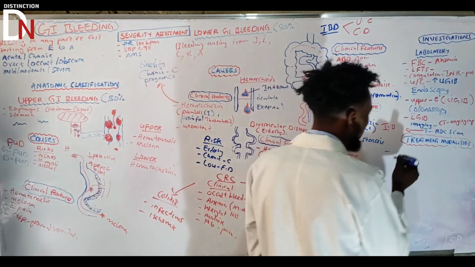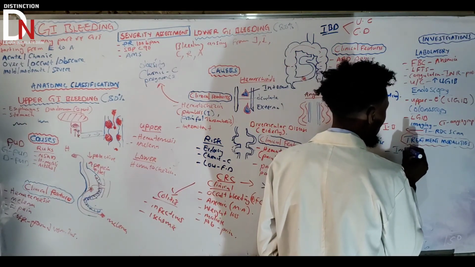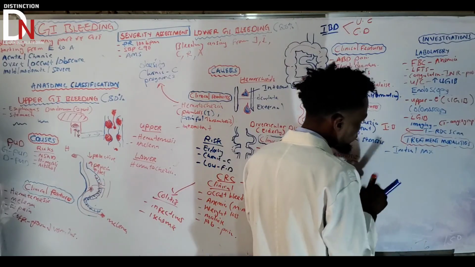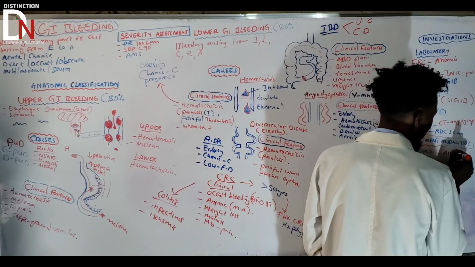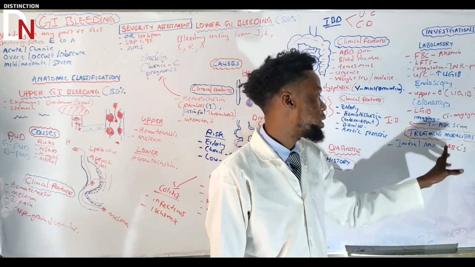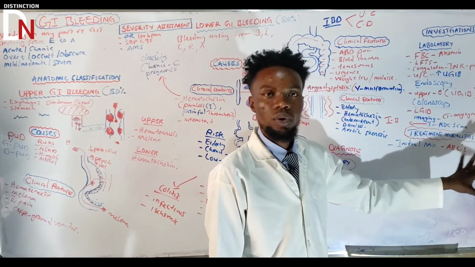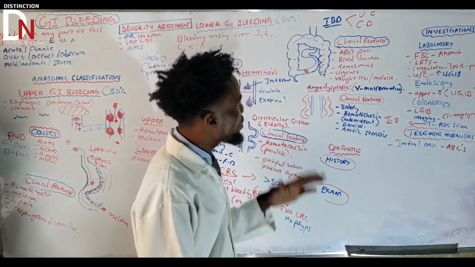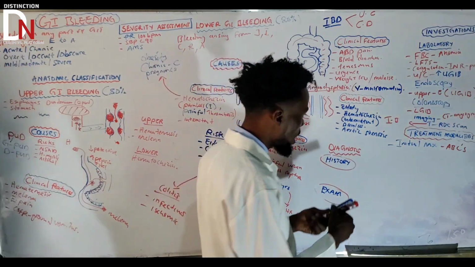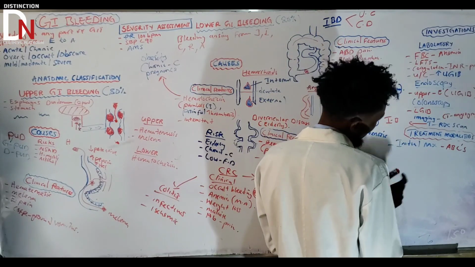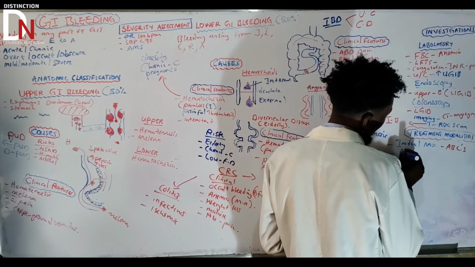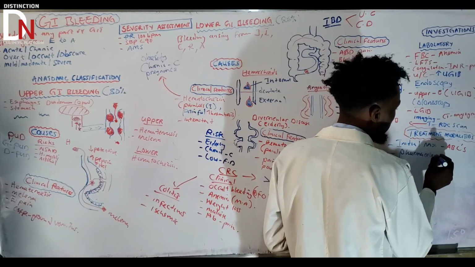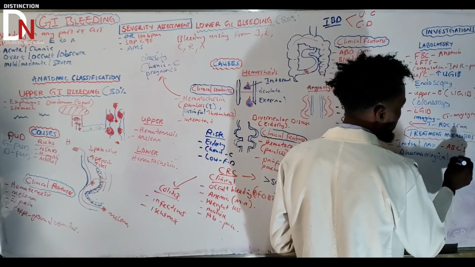So you do initial management by doing what we call ABCs: airway, breathing, then circulation, do all those things. You try to stabilize that patient. Then after you stabilize the patient, what are you going to do now? The other important thing you can do is pharmacological management.